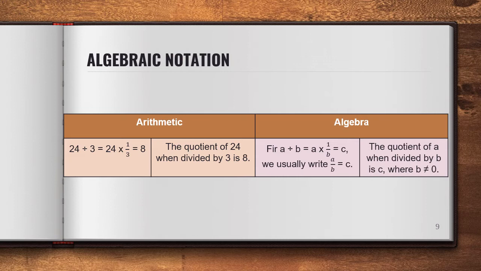Next, let's have the algebra. A divided by B is equal to A multiplied by 1 over B is equal to C. We usually write A over B is equal to C. In words, the quotient of A when divided by B is C, where B should not be equal to 0.